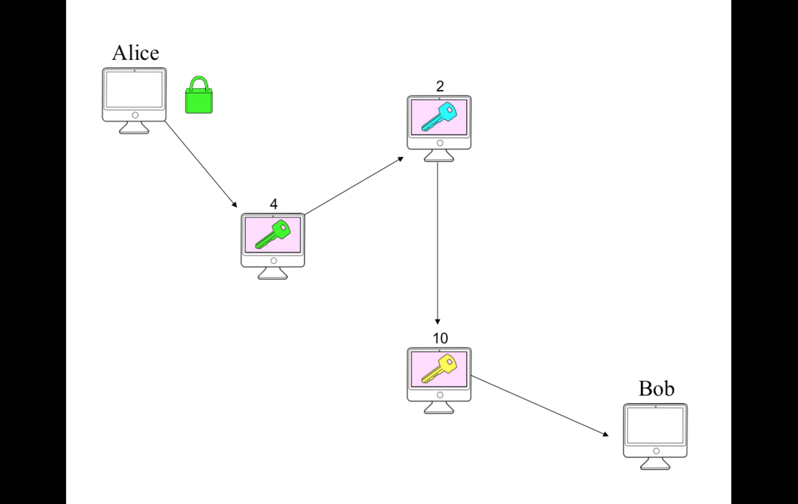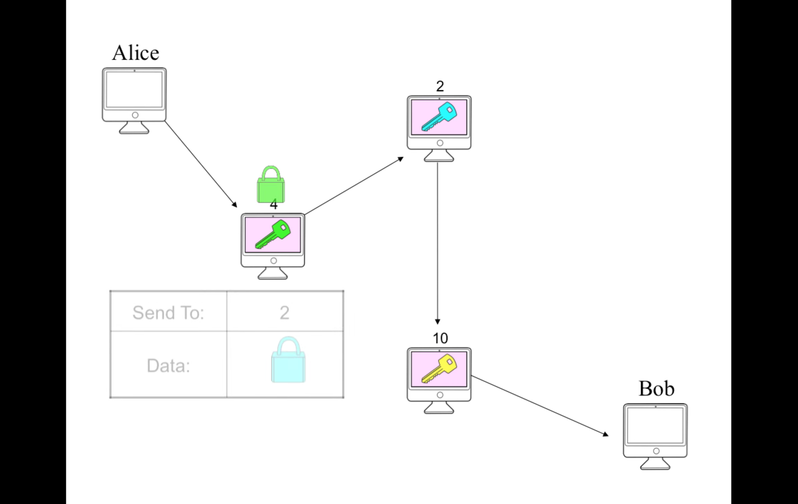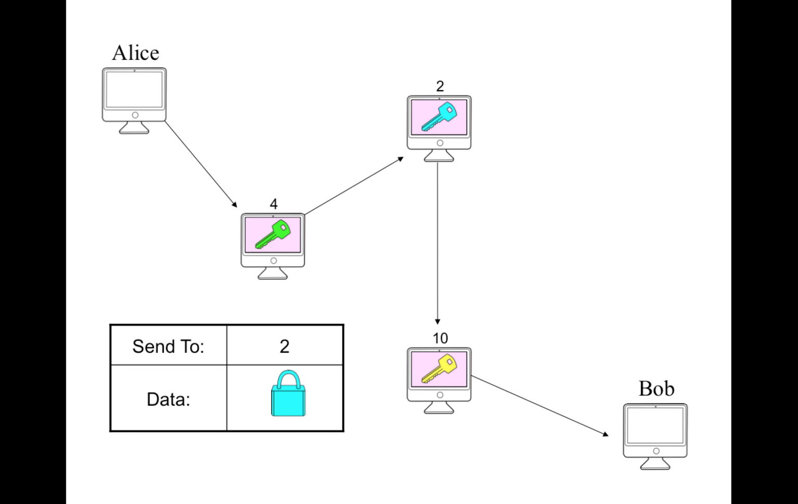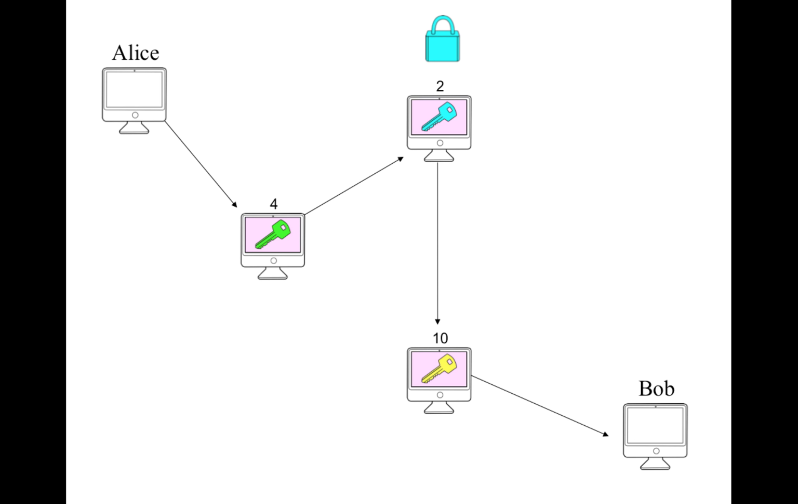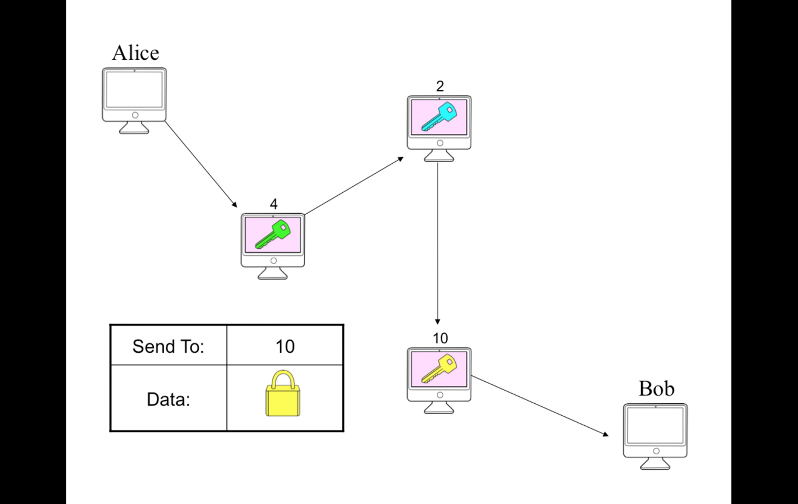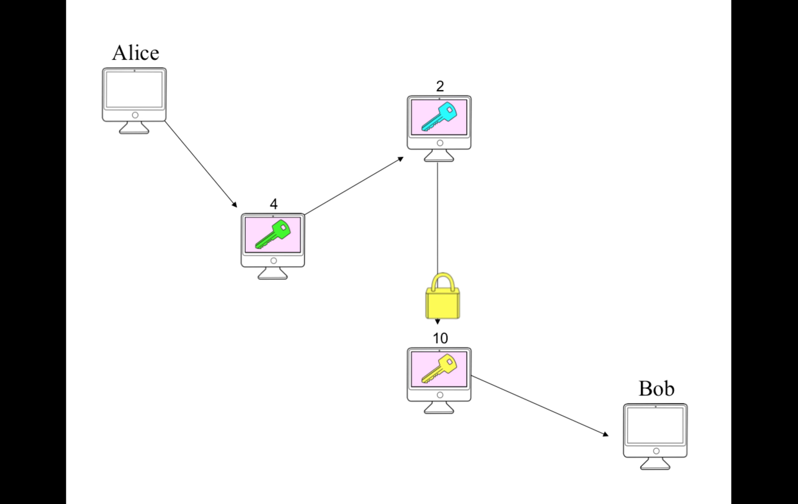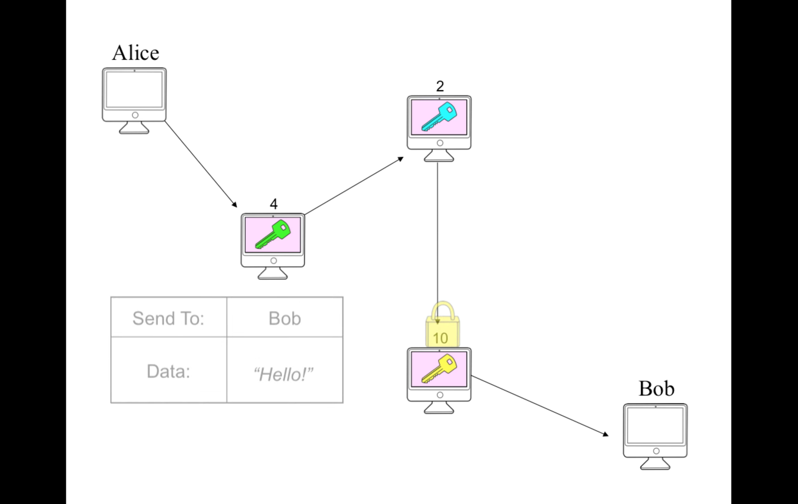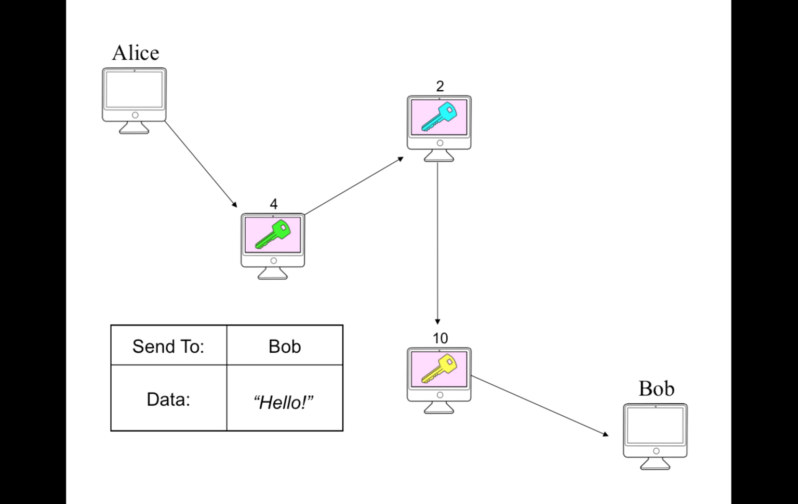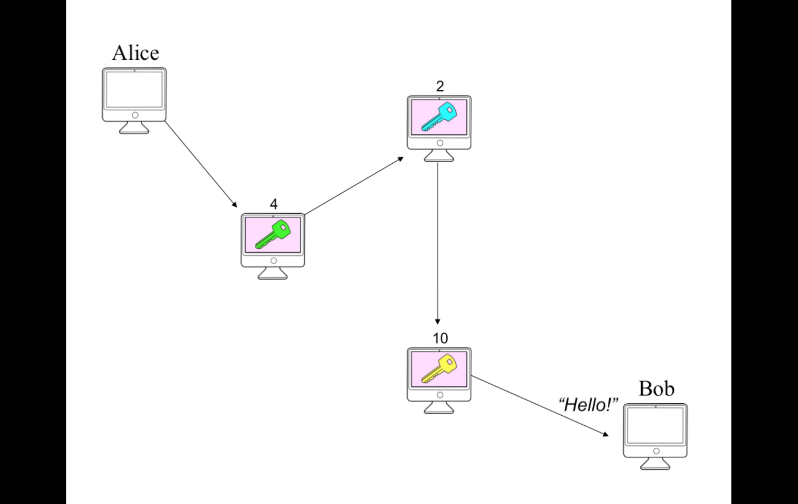We are now ready to send our packet through the network. Alice sends the packet to node 4. Node 4 decrypts it and finds that it has to send the data to node 2. Node 2 receives the packet, decrypts it, and finds that it has to send the data to node 10. Node 10 receives this piece of data, decrypts it, and finds that it has to send the data to Bob. The message is sent to Bob, and he finally gets Alice's message.